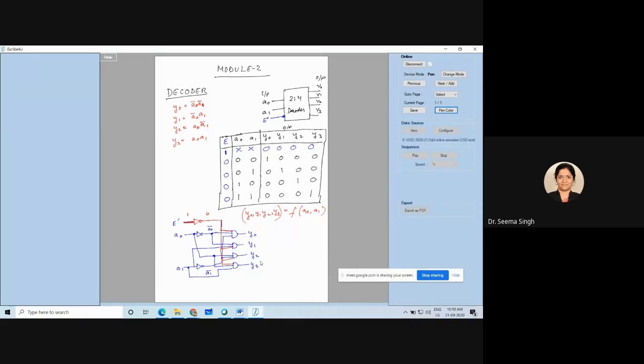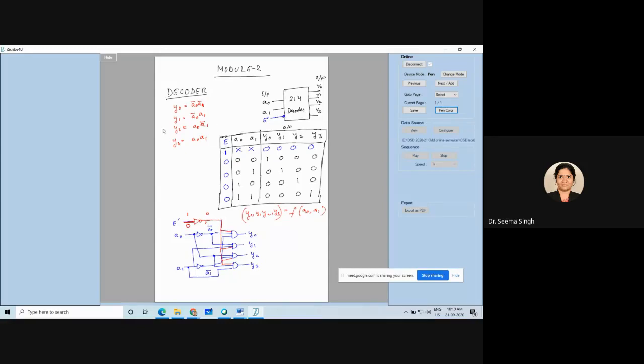Now, the opposite case, when enable is working. Enable working means it is allowing. Enable input is 0, and what do you get here? A 1. So now all are getting 1 with respect to this enable input. So A0 and A1, whatever they are, will be followed by Y0 to Y3. Are you understanding this addition of enable in your circuit, block diagram and truth table?